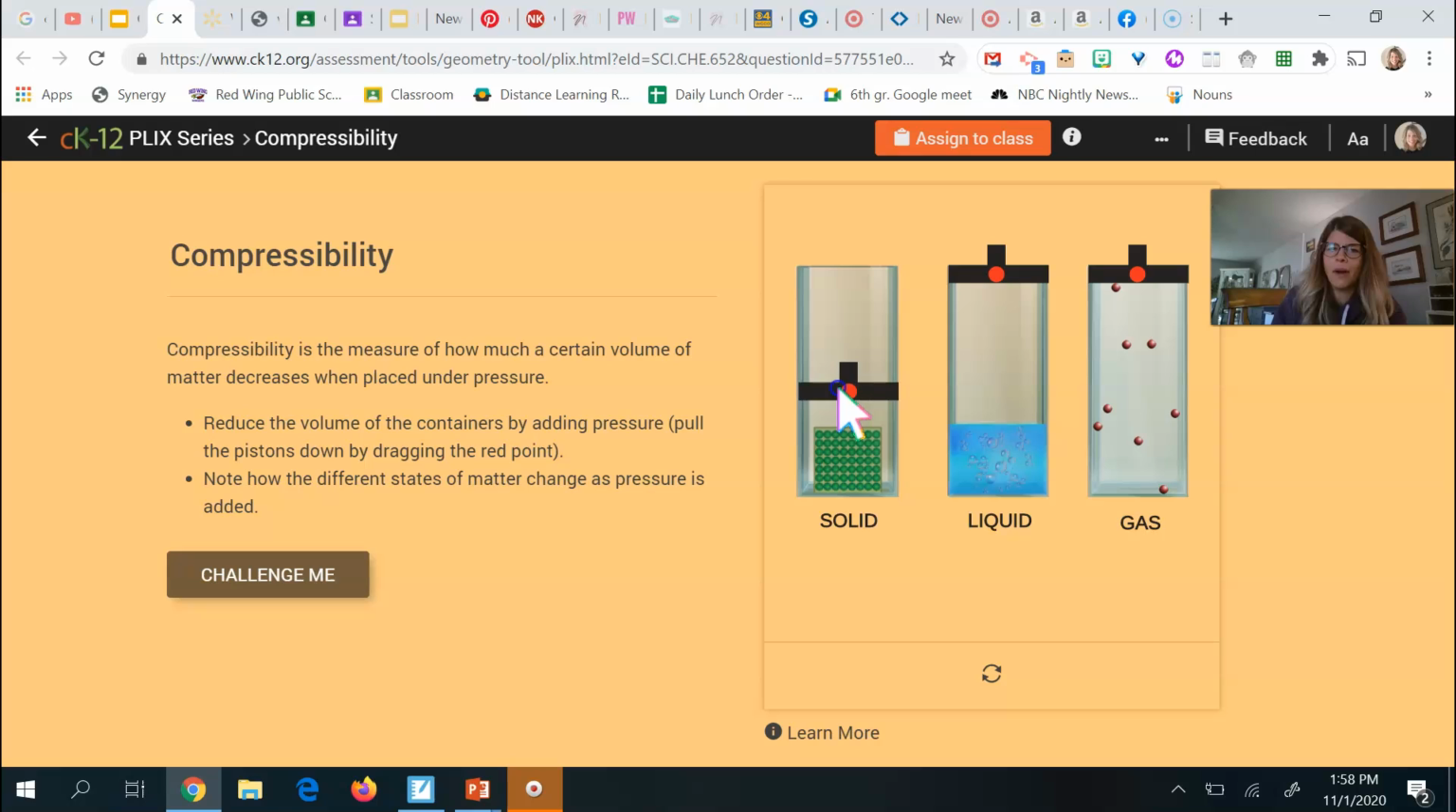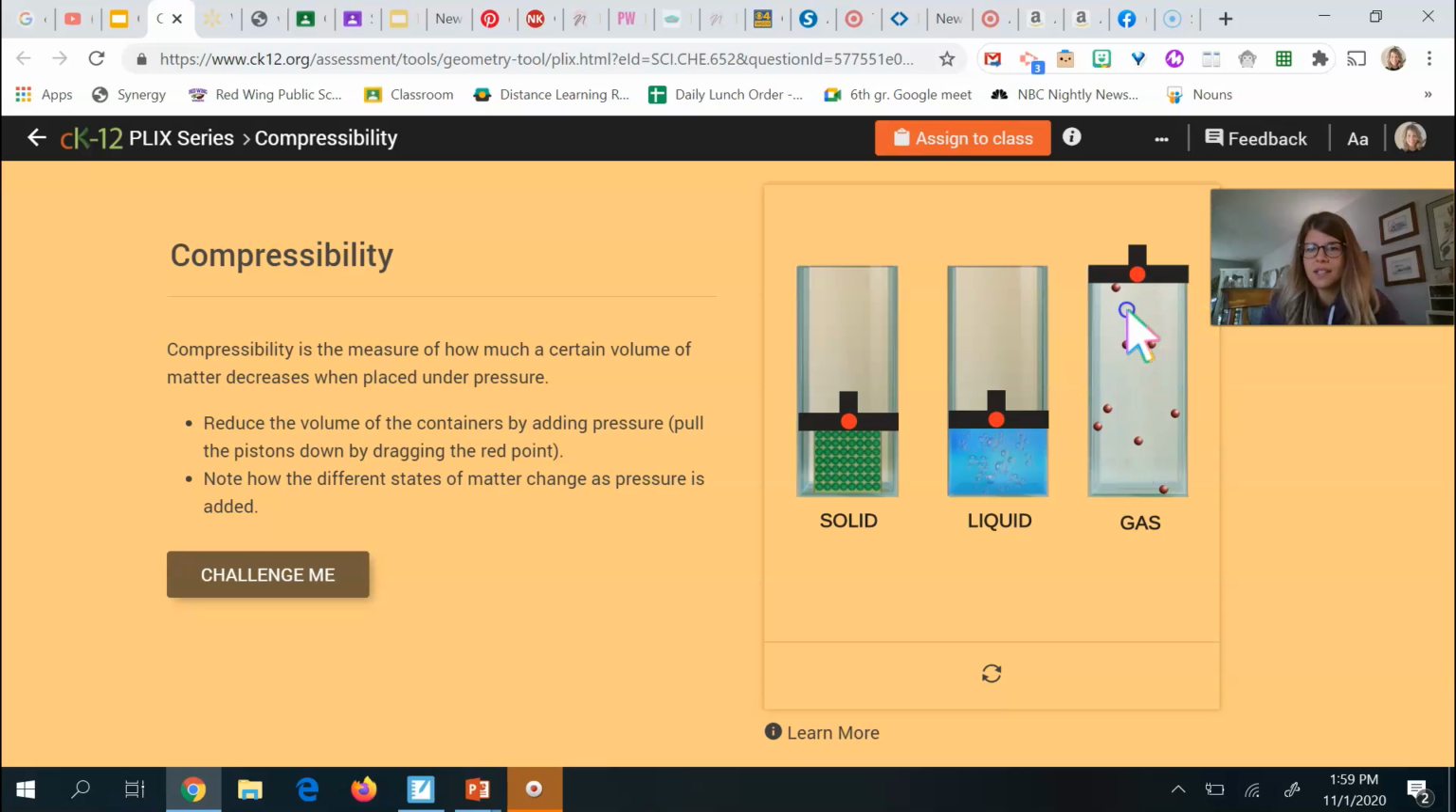Basically, I'm just shortening the amount of volume in this container, and I'm pushing on it and compressing it, but does the solid change at all? No, there's not enough space within those particles to be able to compress. So solids do not compress under pressure. Same with liquids, right? We see the same thing happening. Those particles are too close together that even with compression, our volume cannot decrease and it stays the same.